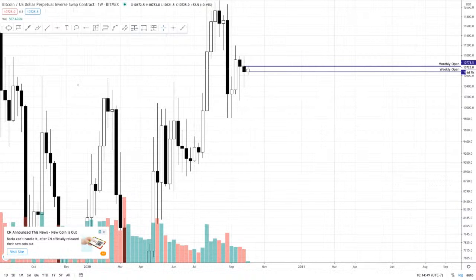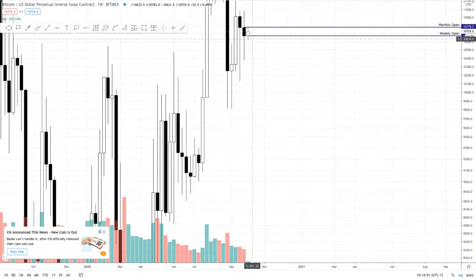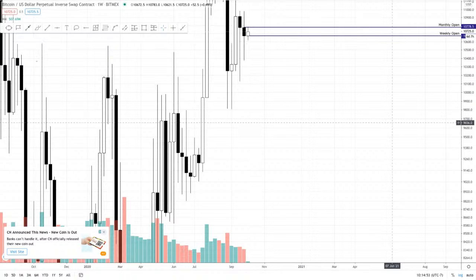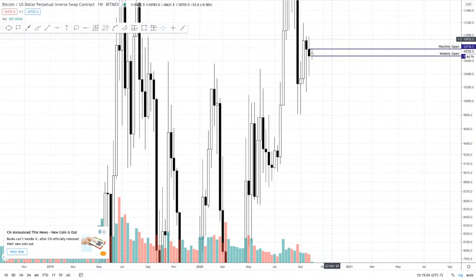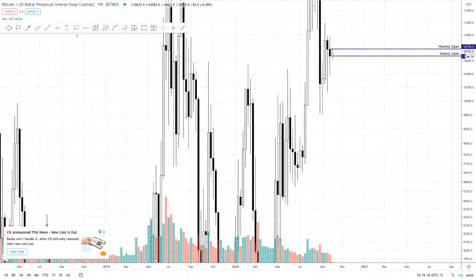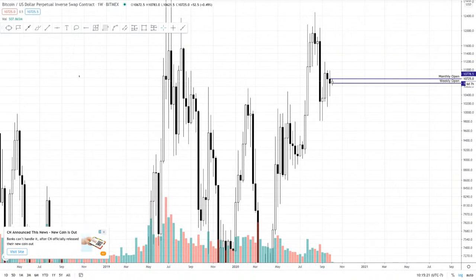10,627. So as long as right now we're above the weekly open, which is why we're bullish, but we're below the monthly open. So we're above the weekly but below the monthly. So we're trading in between. We need price to pick a direction. Above 10,778, we can go long, and below the weekly open, we could short. For targets, let's see.